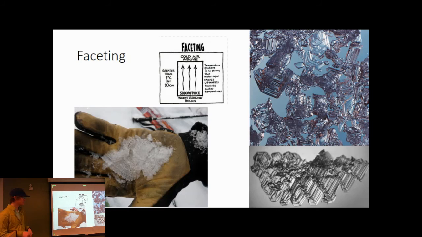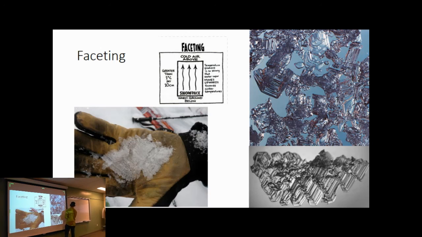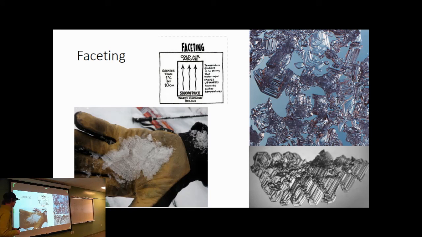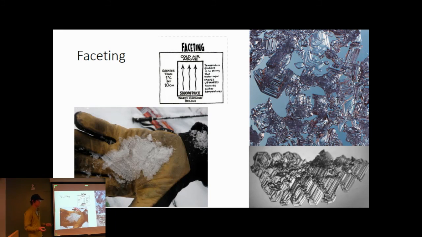And if you're faceting, which is the opposite right there, you're gonna form crystals that are cup shaped, and they grow as cups like this. And they grow this way, because the vapor goes this way, and then as soon as it touches something, it freezes, and they create layers like that. And this is weakening the snowpack, faceting. And you can distinguish them in our loupes, our magnifying lens, by the sharp edges, facets, and by the round edges, rounding.